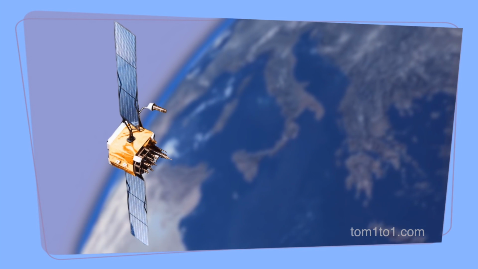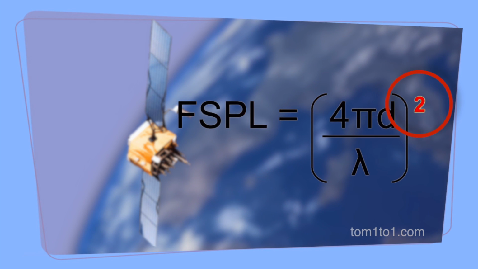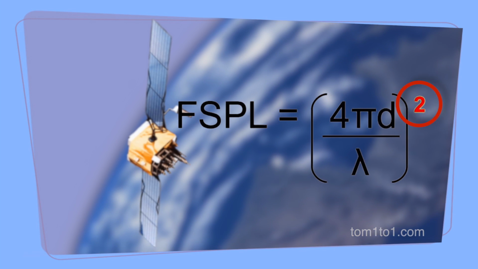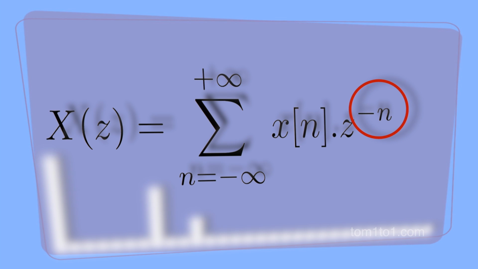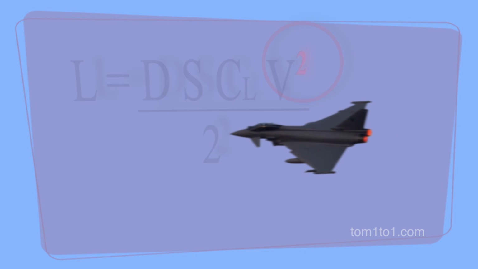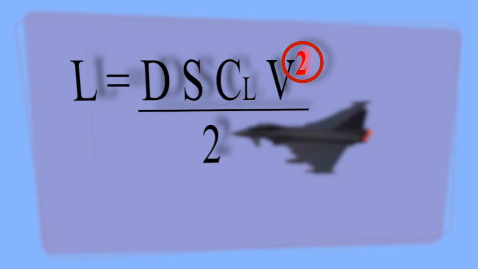For communication satellites, we can see that the equation for the signal loss in space, again 2 is the indices. And if we understand how music's sampled, well, in this case it's -n as the indices. And if you need to understand an aircraft's lift capability, well, in this case 2 is the indices.